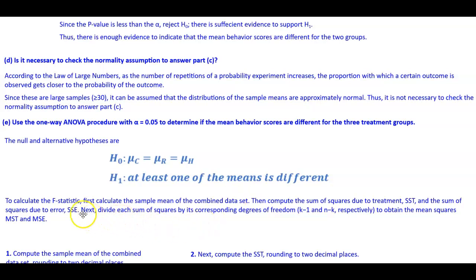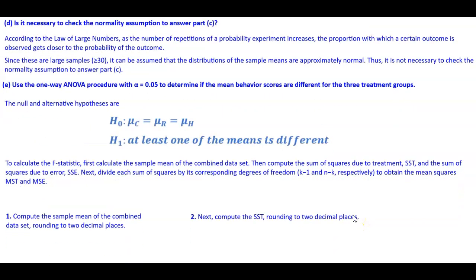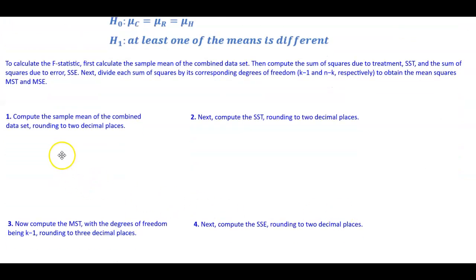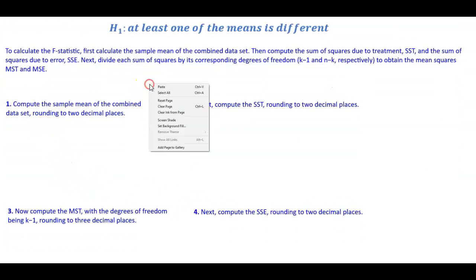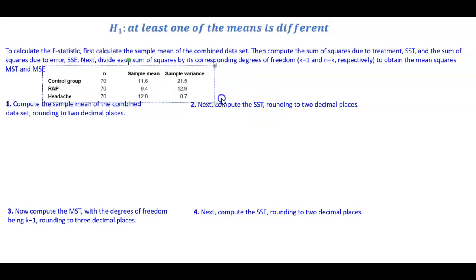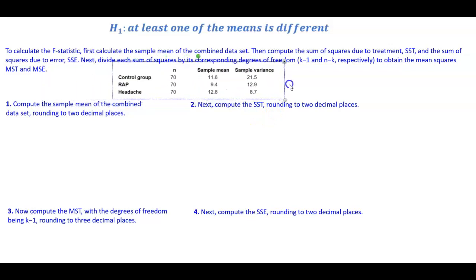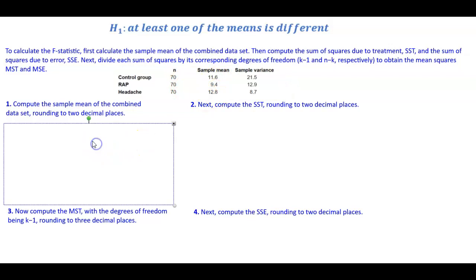Now we want to calculate the F statistic. We're going to first calculate the sample mean of the combined data set, and then compute the sum of squares due to treatment, SST, and the sum of squares due to error, SSE. Next, we divide each sum of squares by its corresponding degrees of freedom, k-1 and n-k respectively, to obtain the mean squares, MST and MSE. I'm going to copy what we have from above so we know our information for n, our sample sizes, and our sample means.